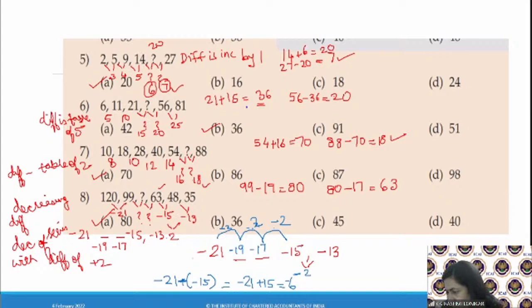Eight sum. Abhinav, I hope you've understood. Okay? If you want, let me just write it again over here. See.